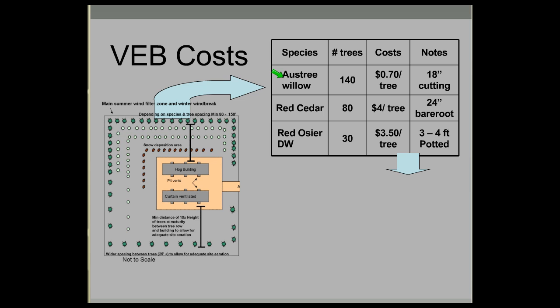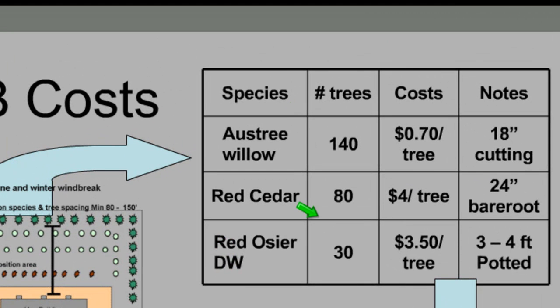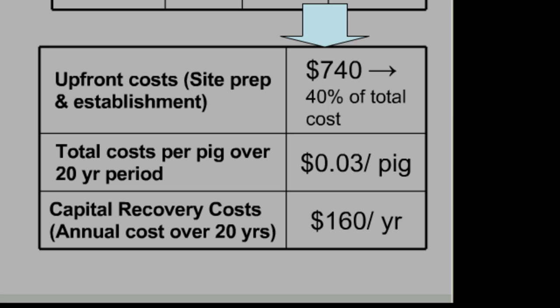Three different species: the Austree willow, the red cedar, and then this red osier dogwood, which is a nice shrub species. Here's the number of trees that might go into this system. Here are the general unit costs of these species, and some notes about the kind of plant stock that's involved here. And so here's what that translates to in terms of costs. A lot of farmers want to know what it's going to cost them up front, so I crunched these to give you that perspective.